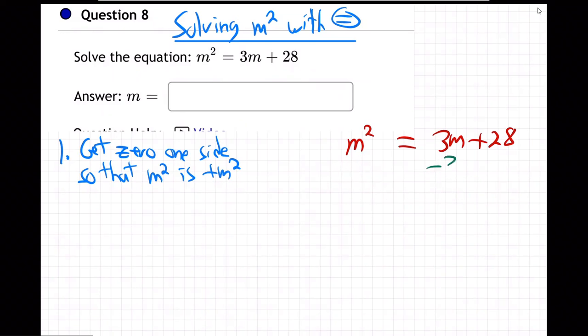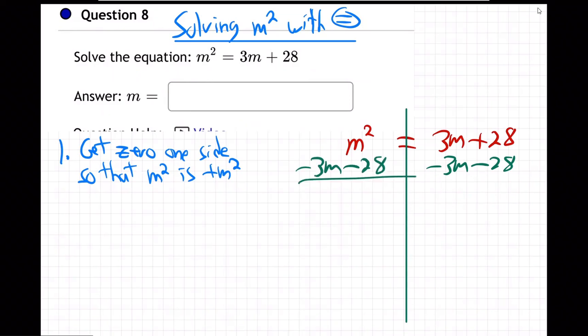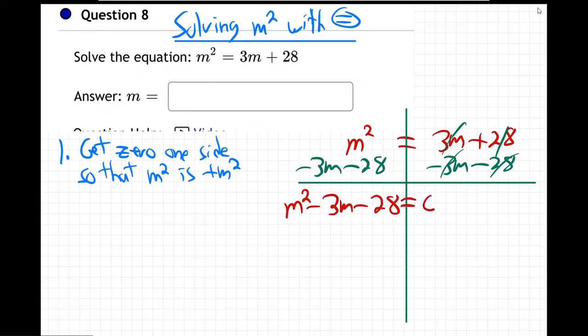So I'm going to go minus 3m minus 28 on both sides like that. Cancel. And so I get m squared minus 3m minus 28 equals 0. So I got a 0 on one side and I made the m squared positive. You want the front term positive. That just makes your factoring a lot easier, which is our next step.